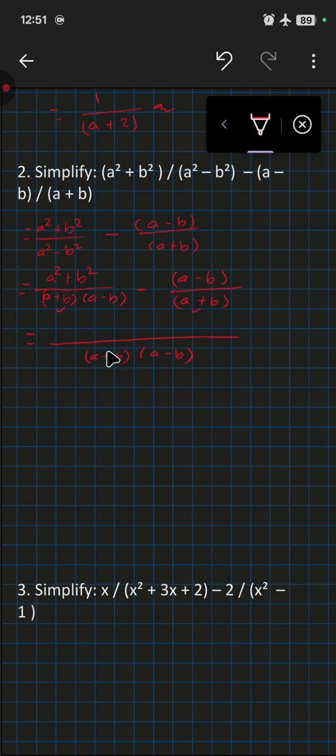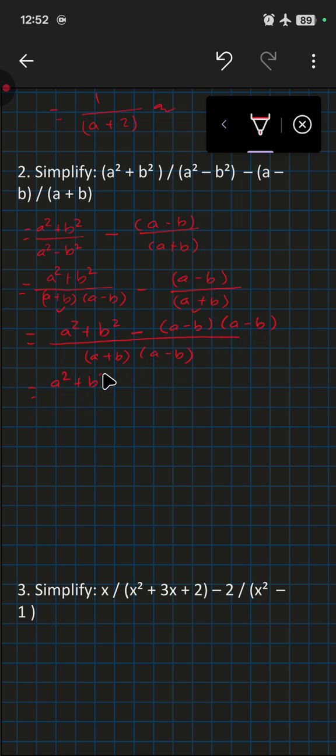Now let us divide this LCM by the denominator. A plus b will be resolved, a minus b will also be resolved, only 1 will be left. 1 multiplied by a square plus b square remains the same, a square plus b square. Now for the minus in the middle, a plus b and a plus b will be reduced. Now a minus b is left, which will multiply with a minus b given in the numerator. So we can write it in the form of a minus b whole square.